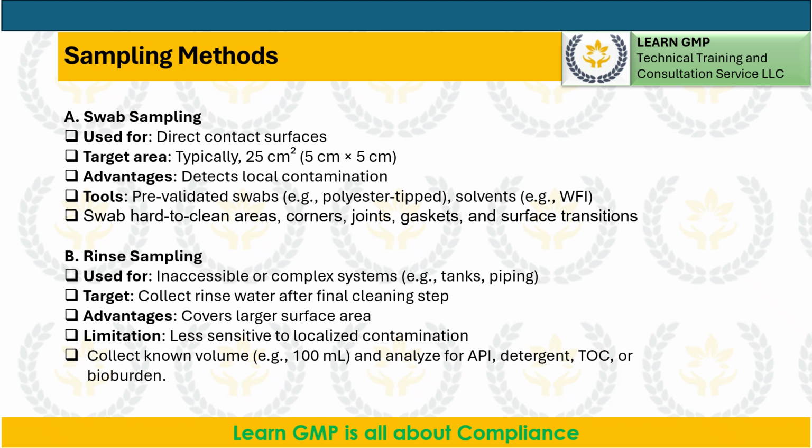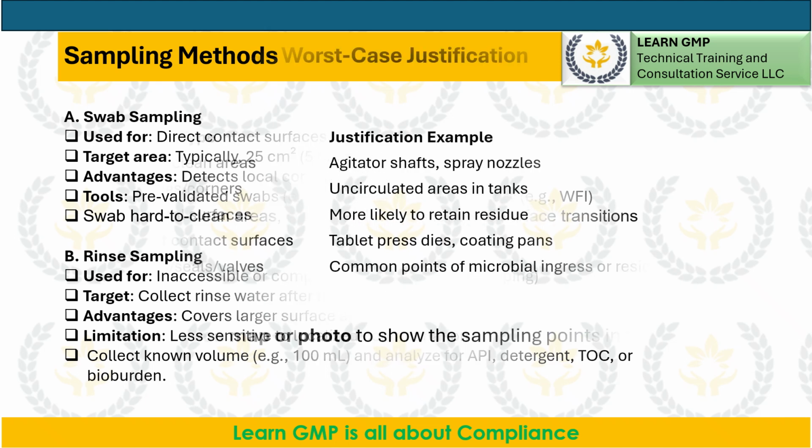Rinse sampling is used for inaccessible or complex systems, for example, tanks and piping. Target: collect rinse water after the final cleaning step. Advantages: covers larger surface area. Limitation: less sensitive to localized contamination. Collect a known volume, for example, 100 milliliters, and analyze for API, detergent, TOC, or bioburden.